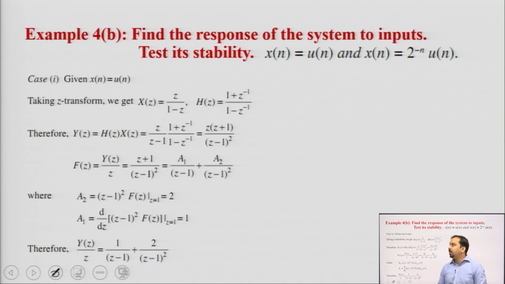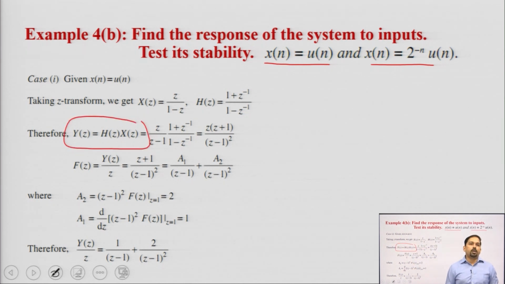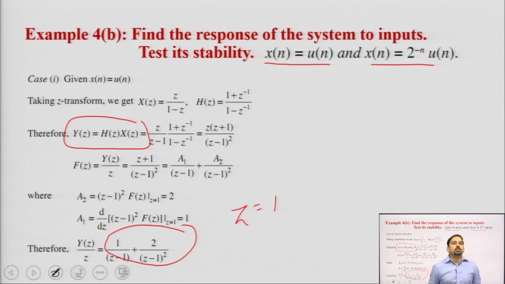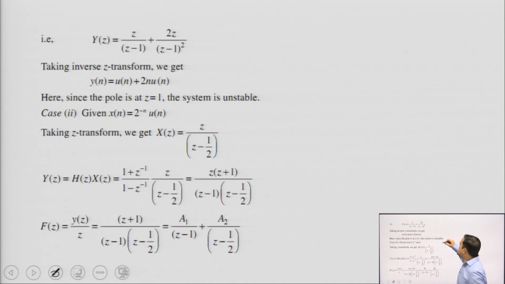So, we can check the stability depending upon the inputs. We have two inputs available and we need to check whether the system is stable for both. We can check using the equation Y(z) equals H(z) multiplied by X(z). If we compute where the poles of Y(z) lie, inside or outside, we can make a comment. Here the poles are lying on z equals 1, which is on the unit circle. So we can say the system is unstable.